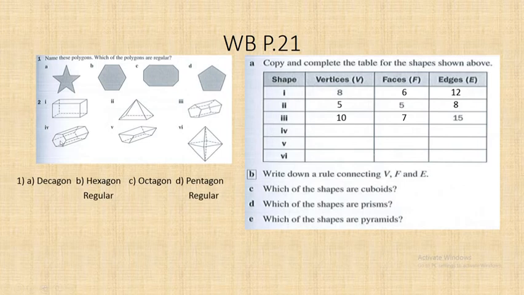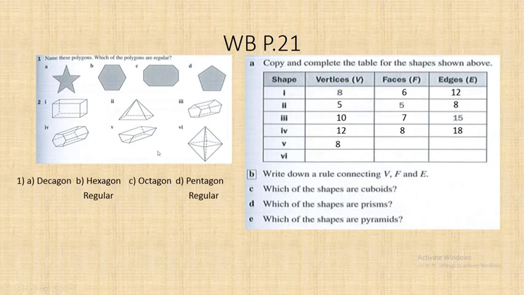For iii here, I can see the face is a hexagon, so I can say that it's a hexagonal prism. So I have 6 rectangles and 2 hexagon faces, so it has 8 faces. And if you count the number of vertices, 6 in front of me here and 6 in the back, so it's 12 vertices. And the number of edges here is 18. If you count the number of lines here, you'll find that it's 18.